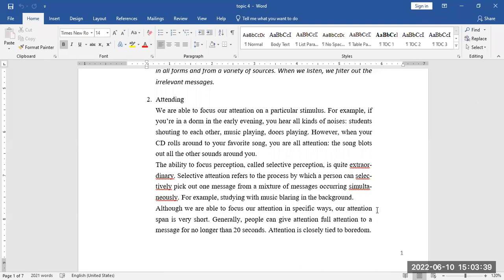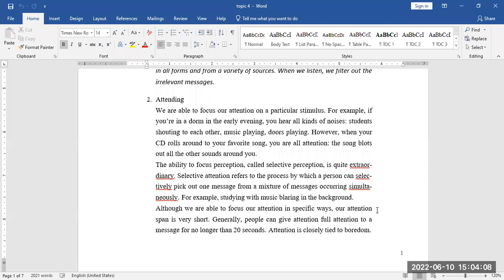So the ability to focus on a perception is called selective perception. For example, you can be in a market, and when you go to a market, there are various things that are happening. Buyers are buying, sellers are shouting, 5 bob, or 10 bob, or 50 bob. There are matatus passing along the road in a market. There are carts being pushed everywhere.